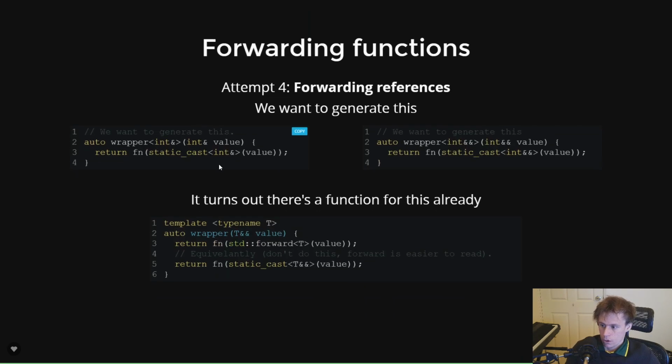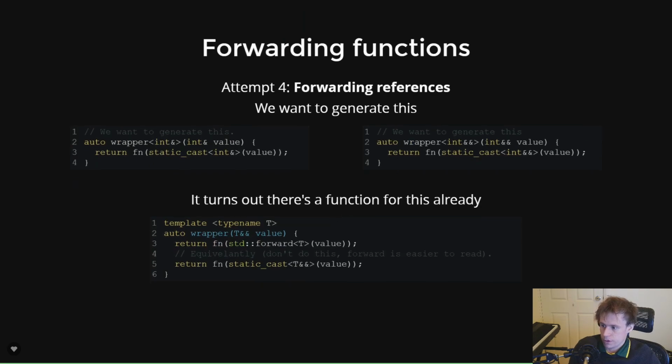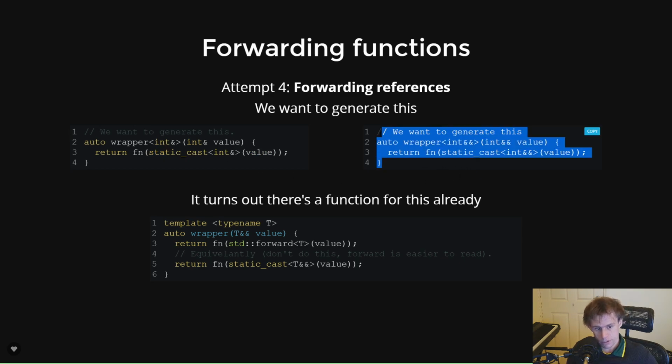Now, where things get weird is that, just moving on here. So if we want to generate something like this, an auto wrapper for an L value reference, it takes in an L value reference, and then we cast, before we take into this function, another L value reference, and on the other side we do the opposite for R value reference.